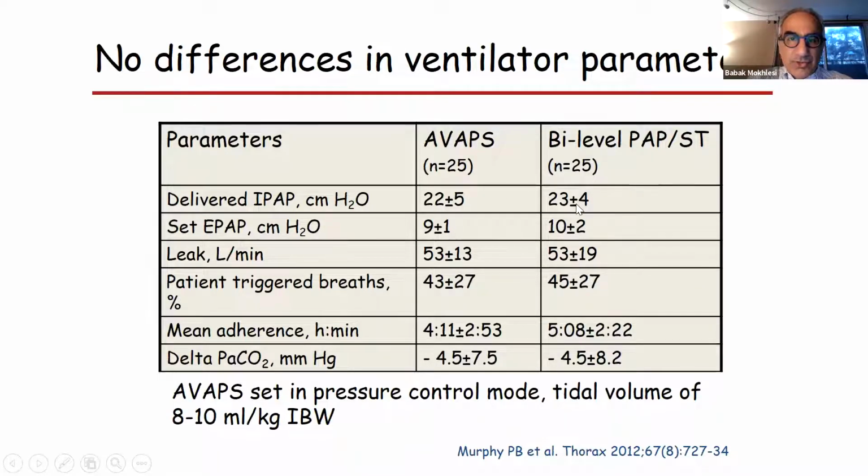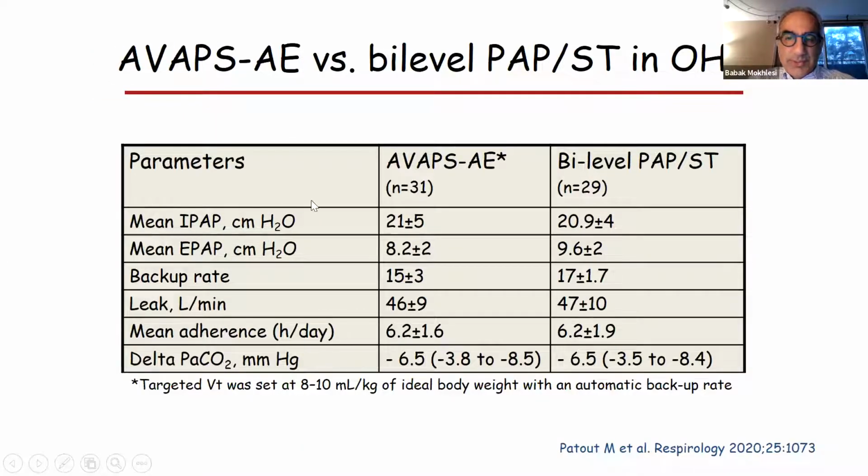So the average delivered inspiratory pressure was 23, the EPAP was 10 or 9, leak was the same, percentage of triggered breaths were the same, adherence was not that dissimilar, and the changes in CO2 at 3 months was not that dissimilar either. And most recently, the French group published a study where they compared AVAPs, but now with the auto EPAP feature, kind of like your auto CPAP.